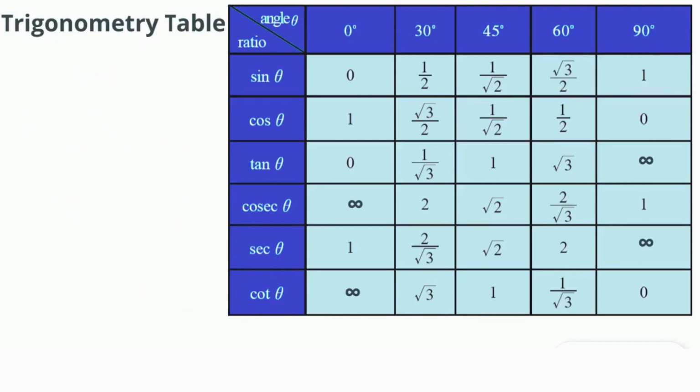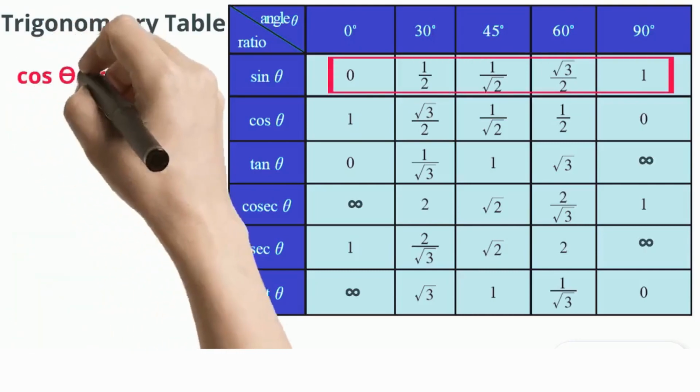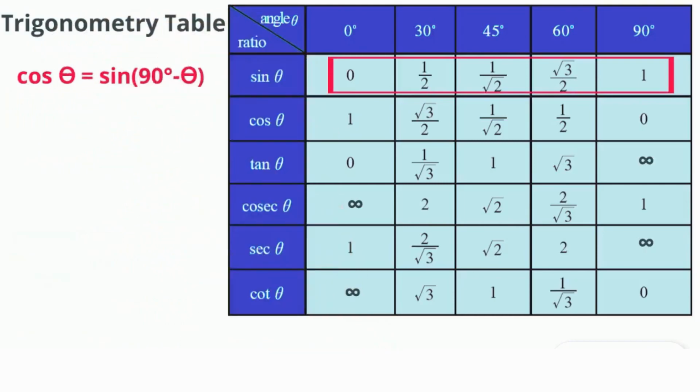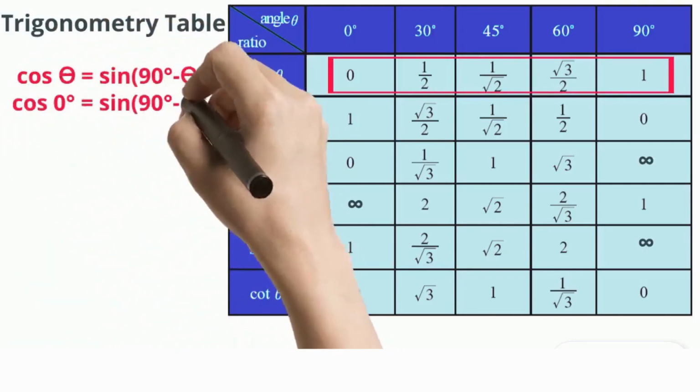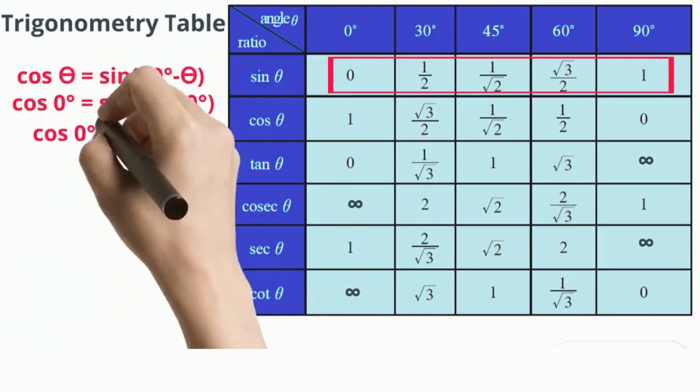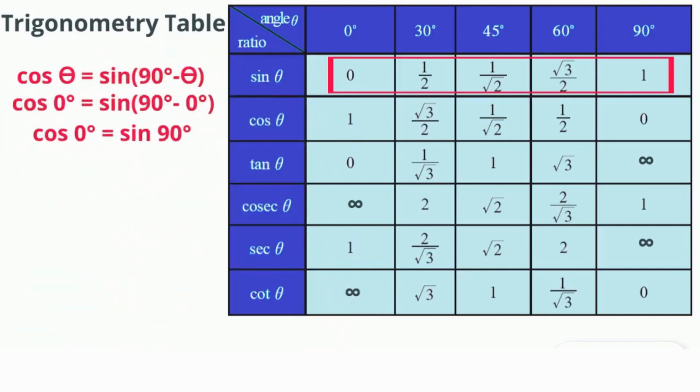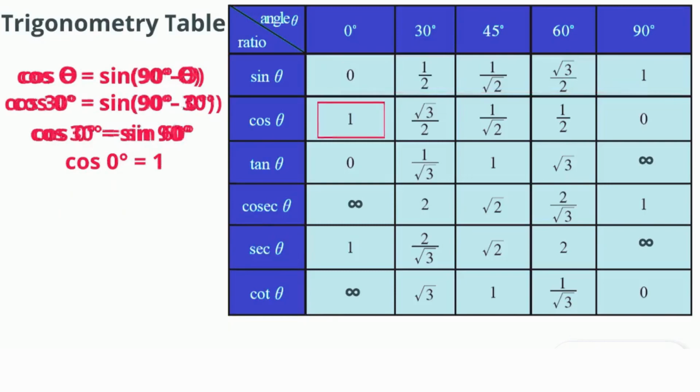Okay, if you want to remember this table, there is a simple way. See here. You have to remember this first line. That's it. Cos theta is equal to sin of 90 degrees minus theta. Cos 0 degrees is equal to sin of 90 degrees minus 0 degrees. Cos 0 degrees is equal to sin 90 degrees. The sin 90 degrees value is equal to 1. Then cos 0 degrees is equal to 1. That's it. You have to remember this.